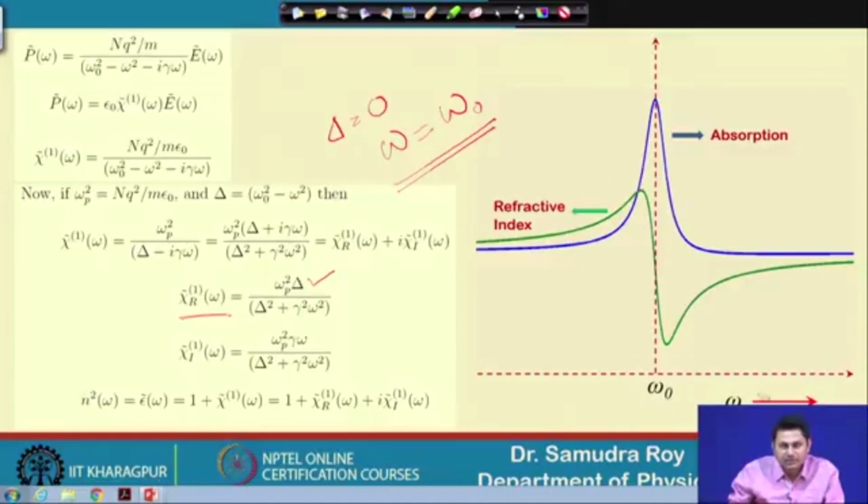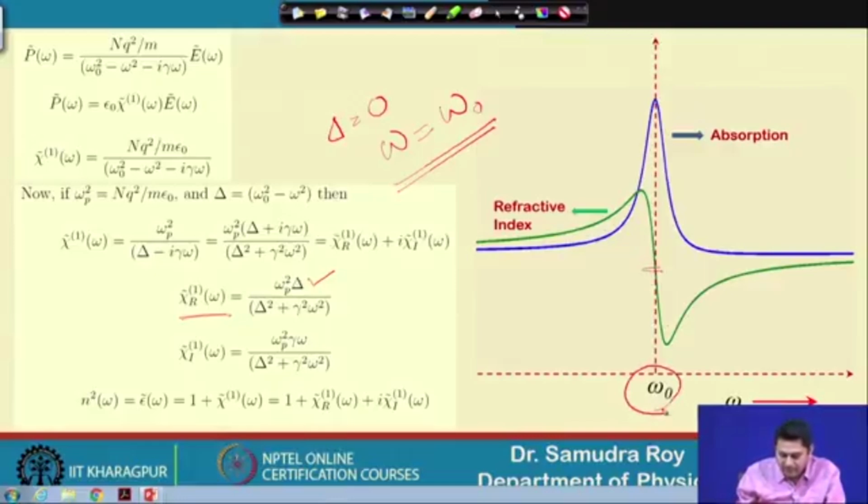This is the frequency on the x axis, and on the y axis I plot the real and the imaginary parts of the susceptibility term, and we will have this kind of structure. This blue curve basically gives you absorption, and it comes from the imaginary part of the susceptibility. When we plot the imaginary and real parts together, we find that the real part vanishes at omega equal to omega 0.